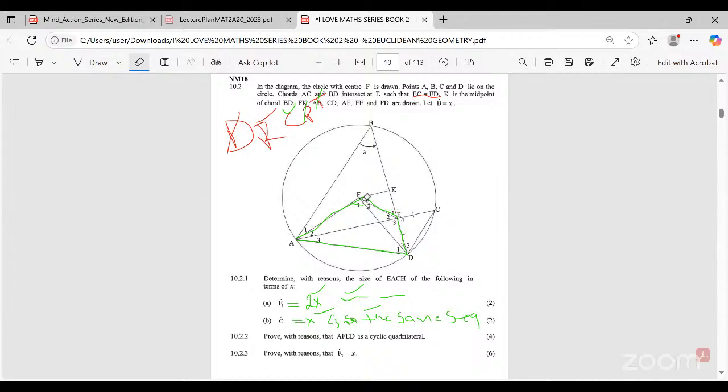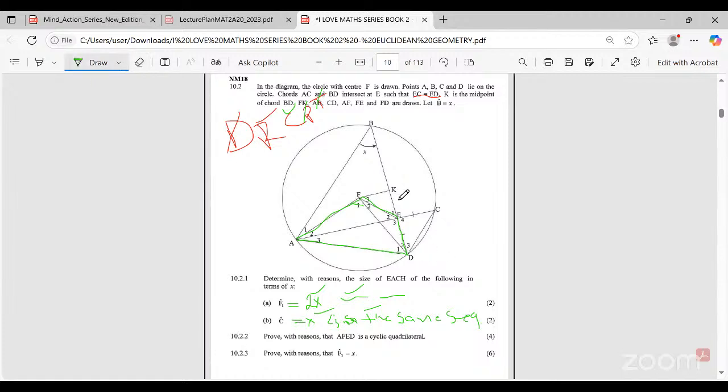I was saying E1 is 2x and F1 is 2x, and then I was going to say these angles are subtended by the same chord. Okay, let's say this is our circle here, a beautiful circle. So you're telling me that this angle is equal to this angle. Yes, sir.